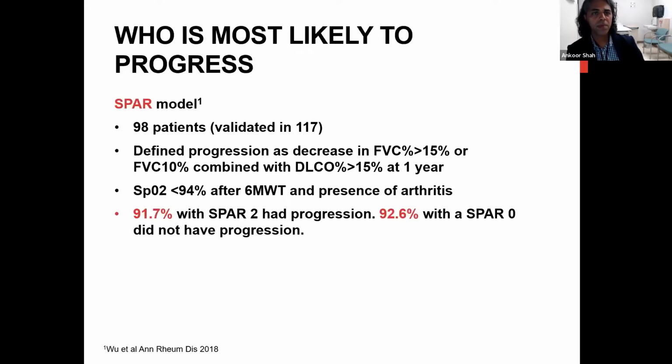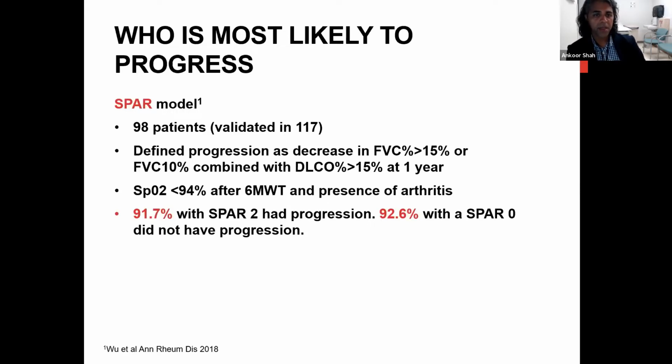So who is most likely to progress? A study done a few years ago developed a model in which they looked at a number of different factors in patients and prospectively looked to see who progressed to develop interstitial lung disease. So they defined progression as those that had a FVC percent decrease of 15% or FVC 10% decrease combined with a DLCO change of 15% in 1 year. And again, these are decreases, not increases.